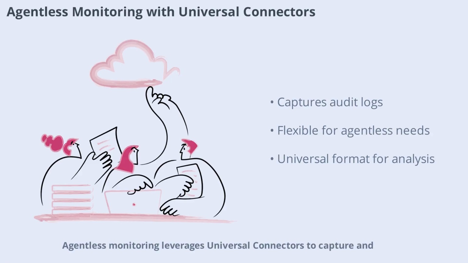Agentless monitoring leverages universal connectors to capture and analyze audit logs from both cloud and on-premises databases. Logs are either pushed to storage by the database or pulled by Guardium, then transformed into a universal format for analysis. While this method can impact database performance and storage requirements, it provides a flexible solution for environments where agents are not feasible.